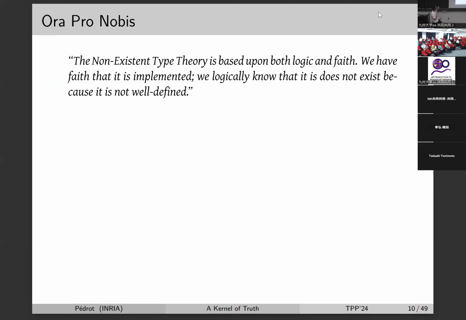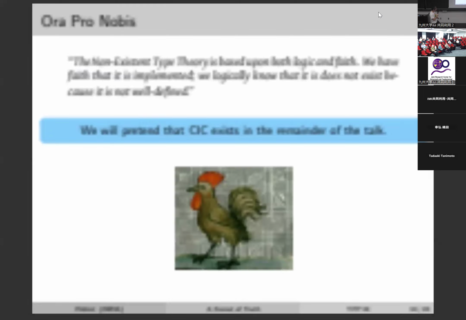Okay, so I think that this is somehow the motto of the people implementing type theory. I'm going to read it out loud. The non-existent type theory is based upon both logic and faith, right? Why? Because we have faith that it is implemented. We logically know that it does not exist because it is not well defined. So I think this is a very deep statement about type theory.